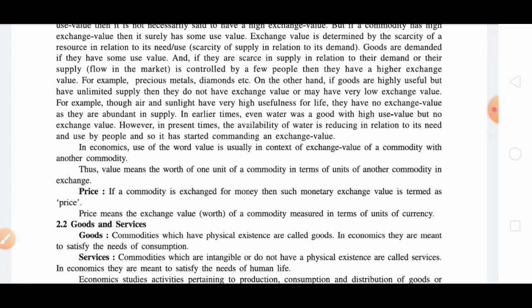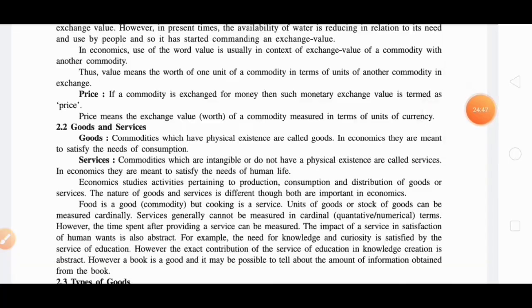So price means the exchange value of a commodity measured in terms of unit of currency, while the value means the exchange value or worth of a commodity measured in terms of another commodity. So here is the basic difference between price and value, and the meaning of price and value.